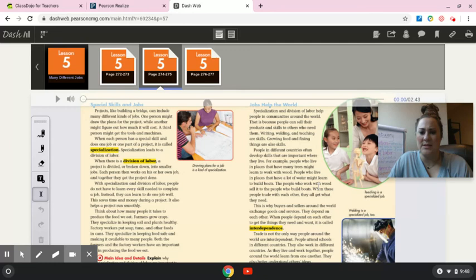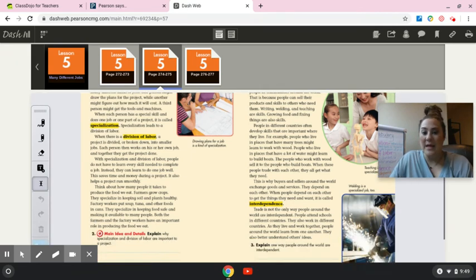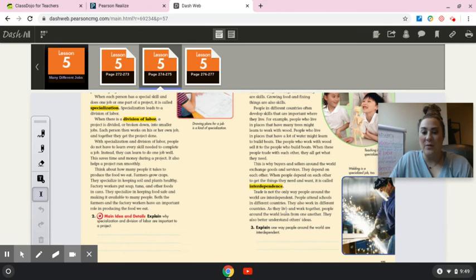People in different countries often develop skills that are important where they live. For example, people who live in places that have many trees might learn to work with wood. People who live in places that have a lot of water might learn to build boats. The people who work with wood sell it to the people who build boats. When these people trade with each other, they all get what they need. This is why buyers and sellers around the world exchange goods and services. They depend on each other to get the things they need and want.